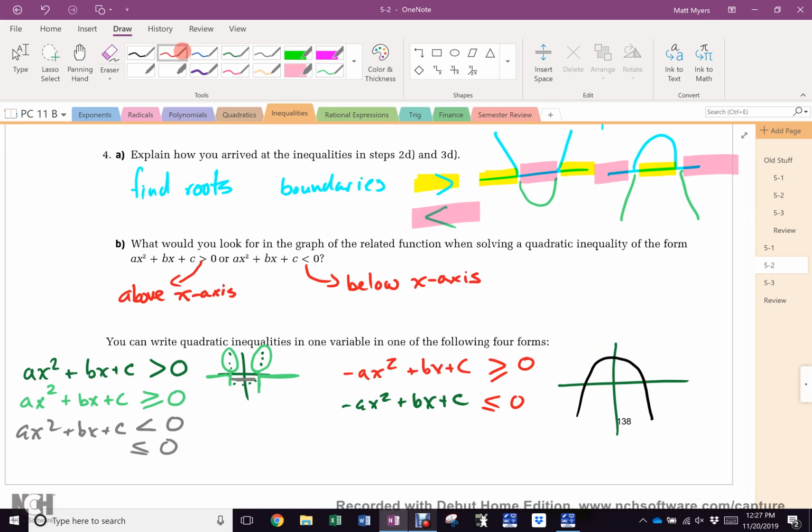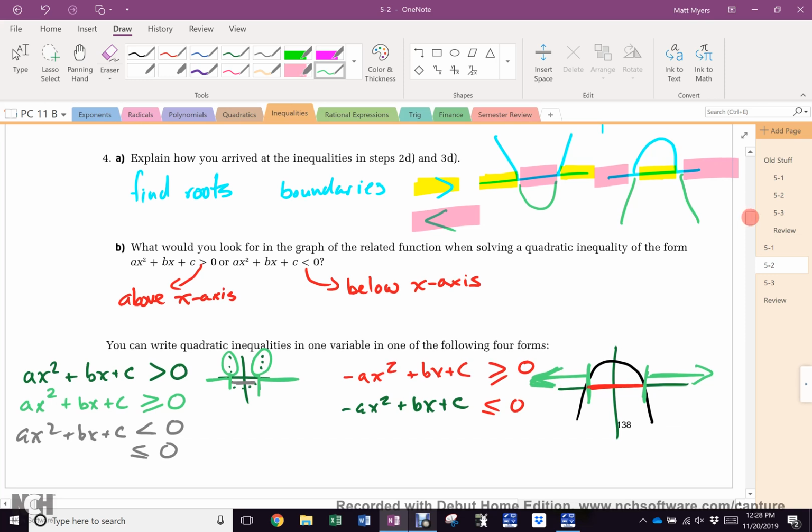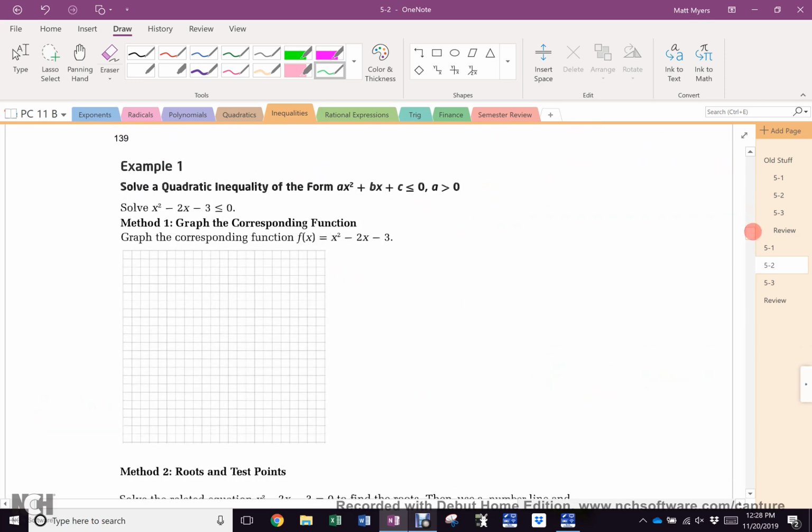Why, Satjot? Because that's where the parabola is above the x-axis. Where's the green going to be? Below, which starts where? After the root and goes where? Greater than that root and less than that root. Are we all good? Okay, let's apply without the steps. Solve this. Tell me the answers.